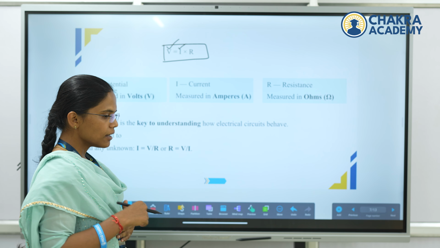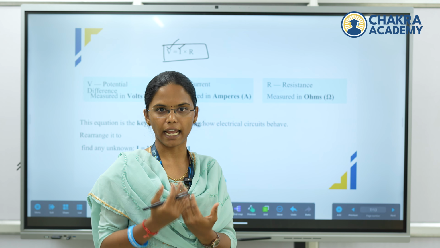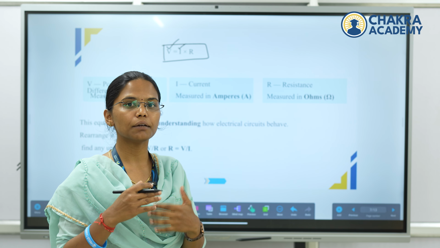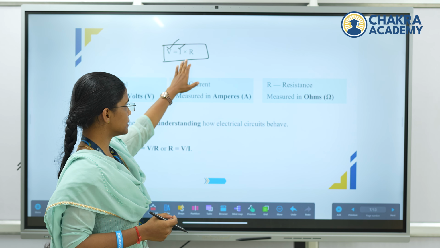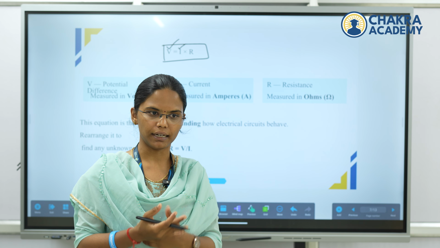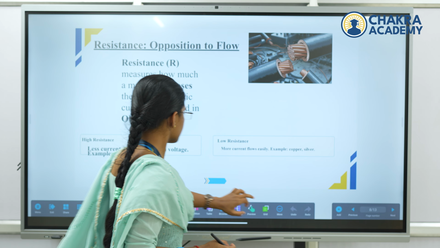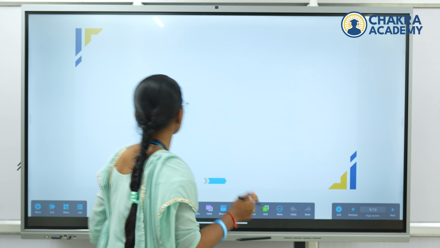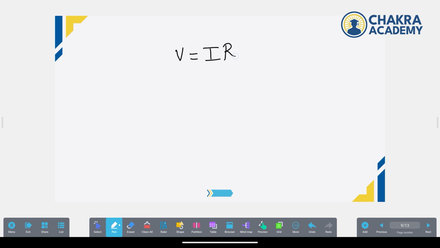Now I said the current flow is proportional to voltage and it also depends on the type of material. Now, how does it depend on the type of material? The material dependency is given by resistance. Now we are going to see how resistance depends on the type of material. So here we saw V = IR. The material dependency is given by resistance, R.